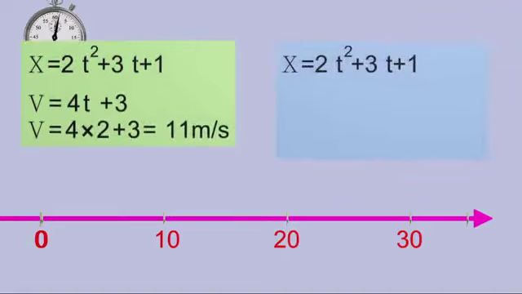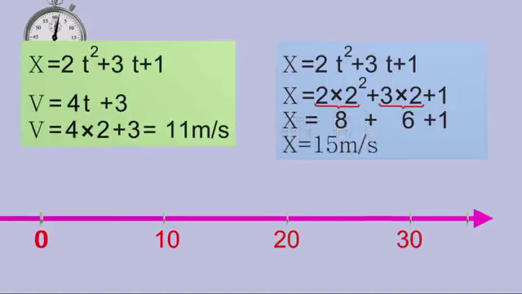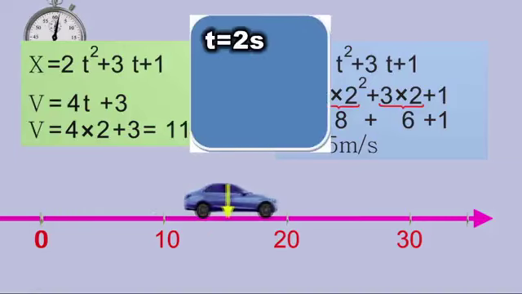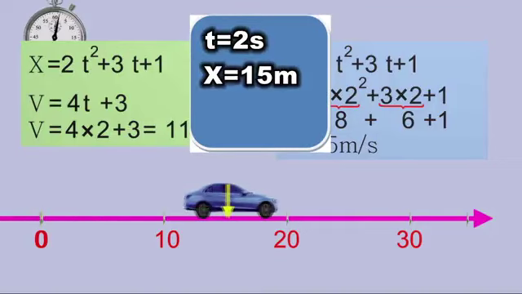We can calculate the position of the car at this moment. We replace the number 2 in the equation of position. Pay attention to the calculations. The number 15 is obtained. Meaning that at moment 2, the car passes at a position of 15 meters from the origin, and at a speed of 11 meters per second.